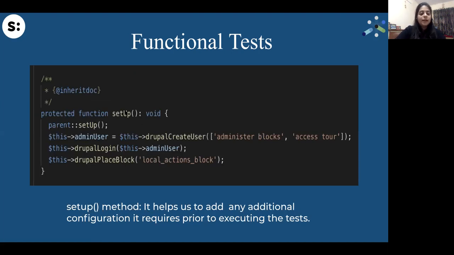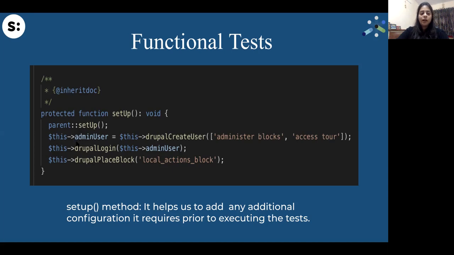After that, there's a setup method that is generally present in a lot of tests that you will see. Basically, this setup method helps us to add any configuration that we require prior to executing our test. For example, there are 4 or 5 test methods present inside your class. This setup method is invoked every time before each test method is called. So if there are 4 test methods, this setup method will be called before executing each test method. So this involves the basic configuration.